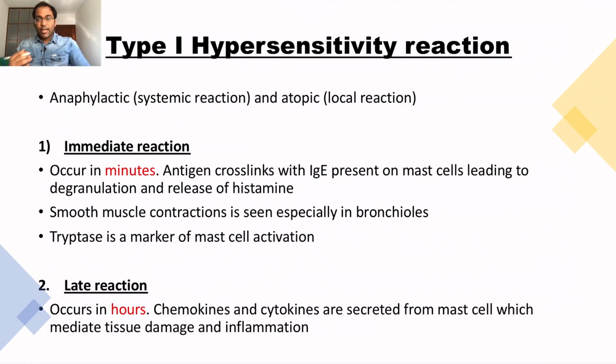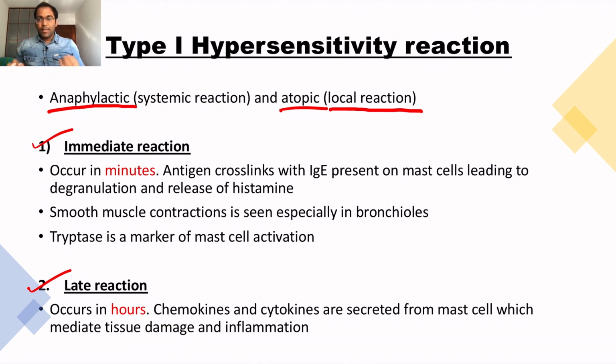Now we have 4 types of hypersensitivity reaction. I'm going to go through each and every one of them. So let's start with type 1 hypersensitivity reaction. Type 1 hypersensitivity reaction consists of anaphylactic reaction, which is a systemic reaction, and atopic reaction, which is a local reaction, which mainly involves skin. Now we have 2 types of reaction. We have an immediate reaction and we have a late reaction. Both of them belong to type 1.